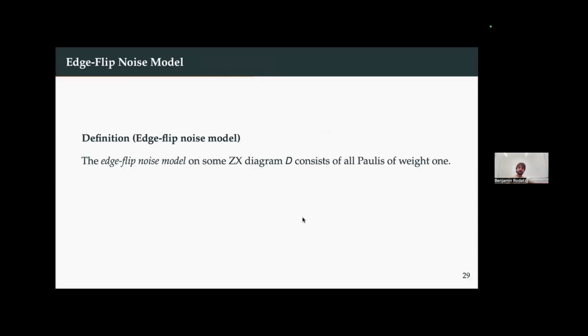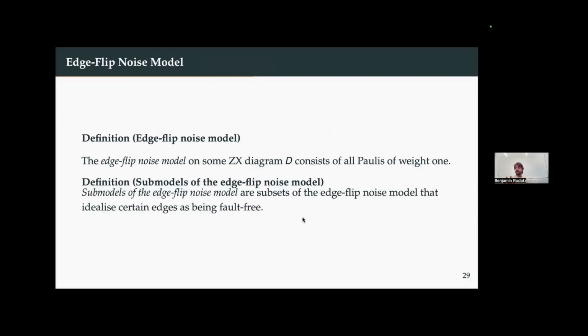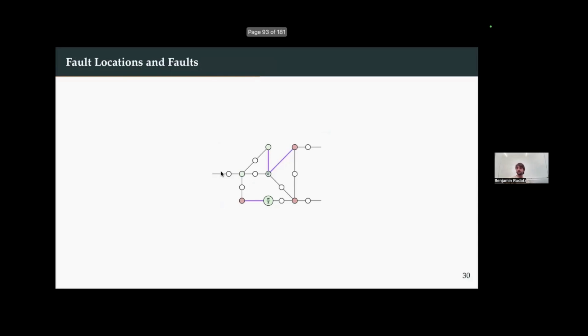Now, we do eventually want to reason about circuit level noise, so we'll have to take care of that in some other step, and we will take care of that in a second. And then similar to how we idealize our circuit level noise model, we can also idealize the edge flip noise model, where we say, okay, we just idealize certain edges on our ZX diagram to be, by definition, fault-free.